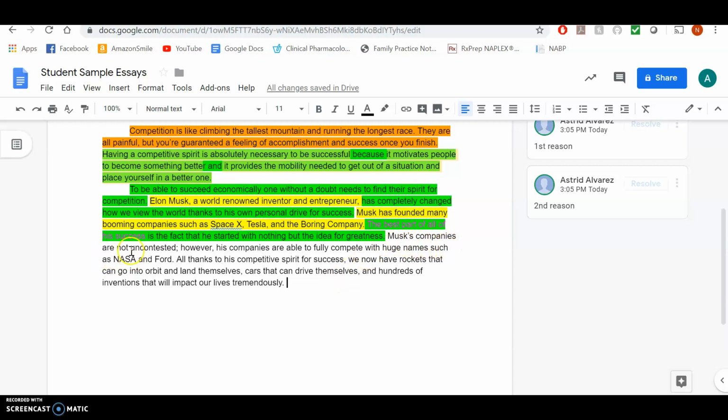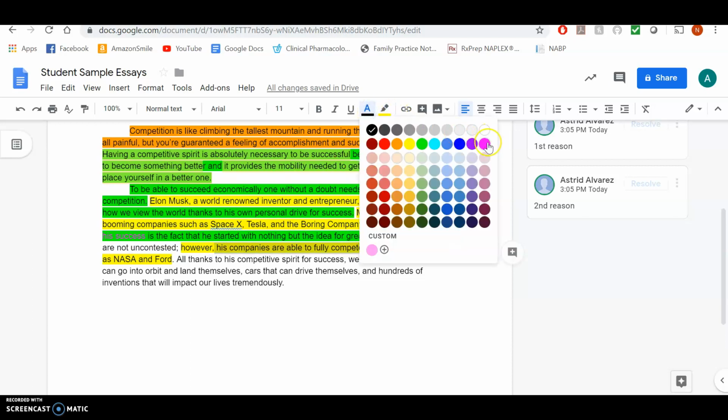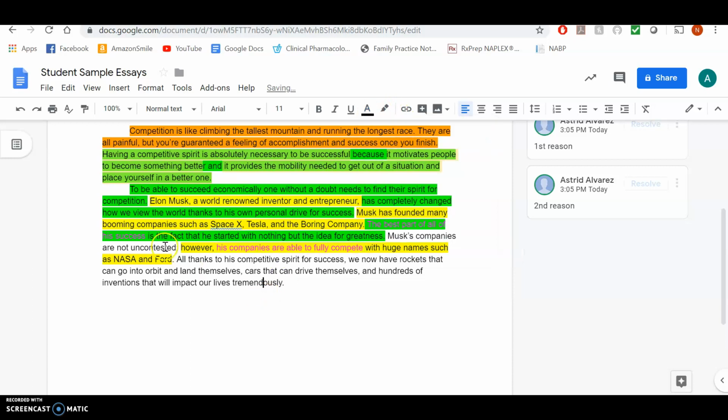Musk's companies are not uncontested, which that's kind of random. However, his companies are able to fully compete with huge names such as NASA and Ford. So this part, once again, we have an example. They're talking about NASA and Ford. But then if we look, once again, he's talking about the idea of companies being able to fully compete. So that kind of connects back to my thesis statement. So that's my quote unquote analysis. And then that other part, Musk's companies are not uncontested, that I would get rid of because it doesn't make any sense, but it'll just be commentary for now.